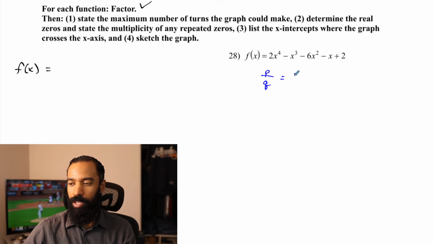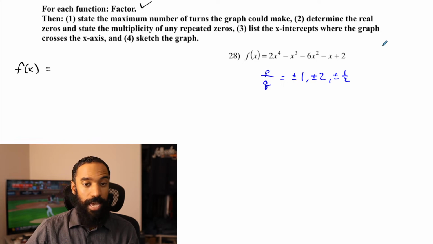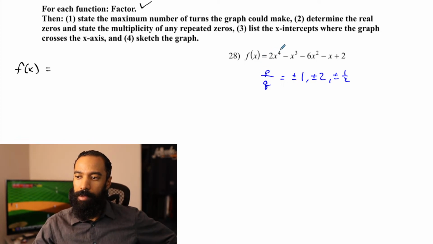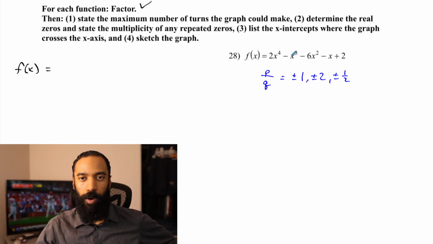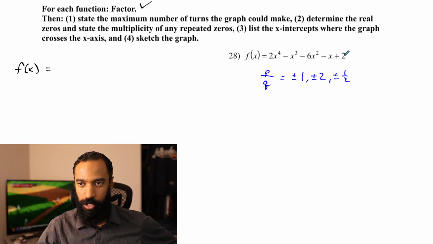P's over Q's. Factors of 2 divided by factors of 2. That's 1, 2, and 1/2, positive and negative. We're going to test values of these and see which ones give us 0. I'm going to start with 1. 2 times 1 to the 4th, that's 2. Minus 1, that's 1. Minus 6, that's negative 5. Minus 1 plus 2, that's not 0.